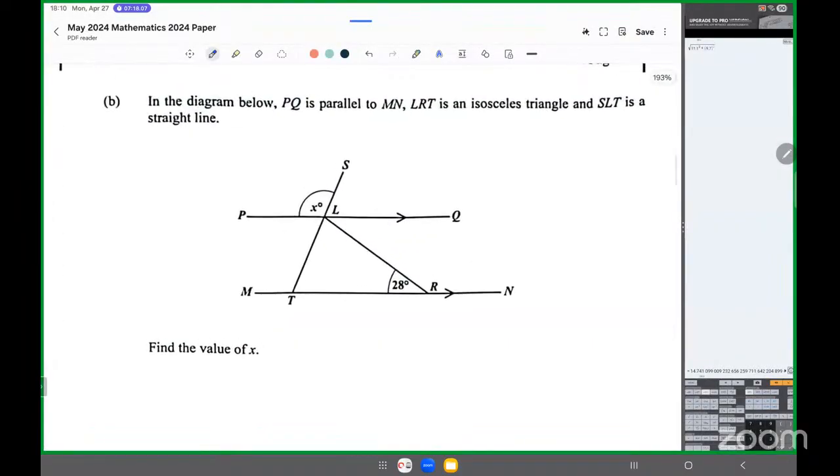So this question said, diagram below shows, PQ is parallel to MN. So this line and this line are parallel. So once you have a parallel line, you're thinking about Z angles. Z angles are equal. You're thinking about co-interior angles. They add up to 180 degrees. So for example, if I've joined these two parallel lines with this, then I have formed that Z.